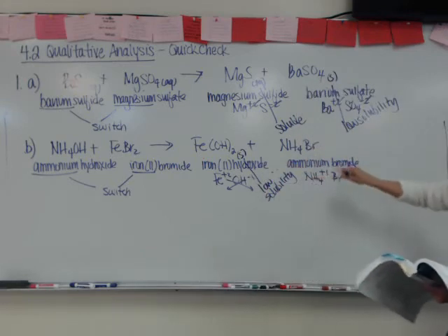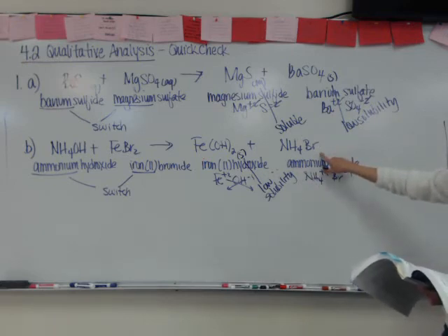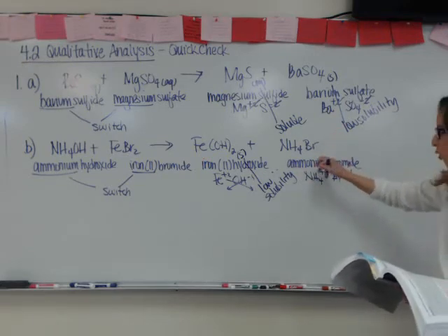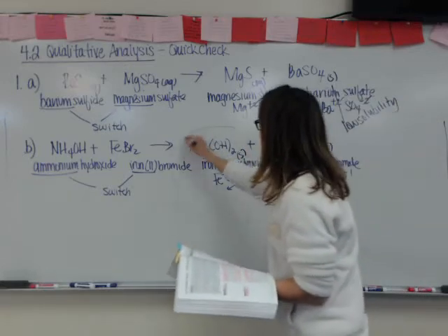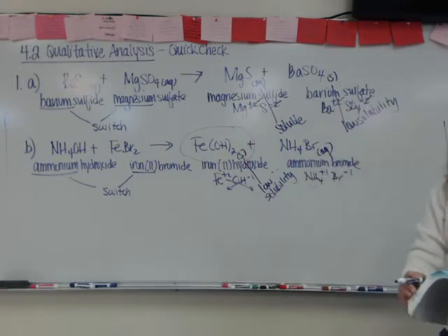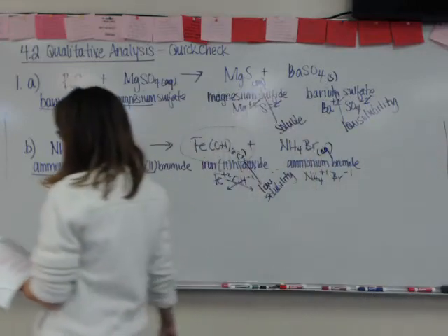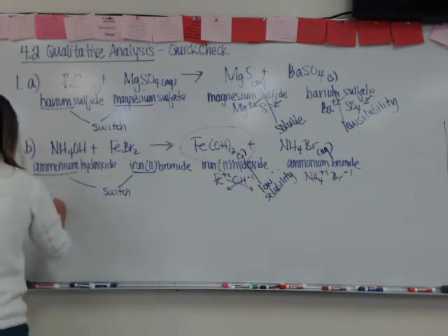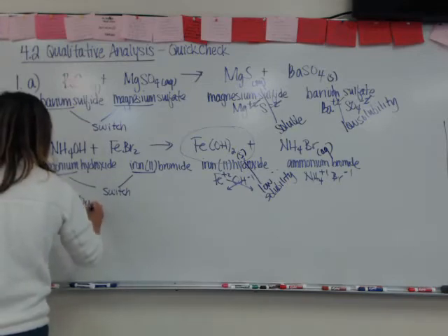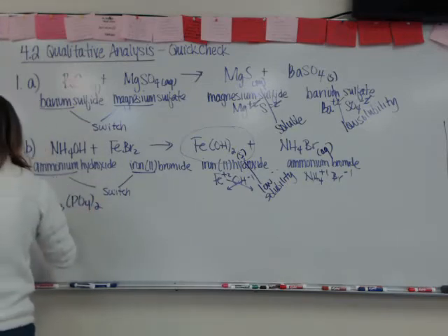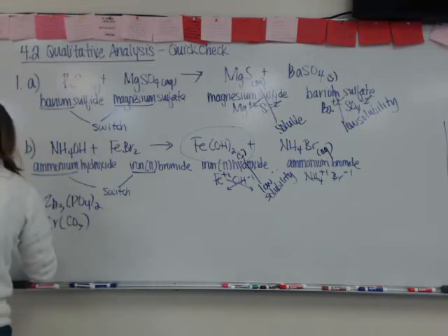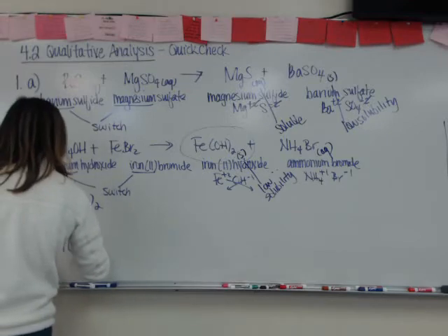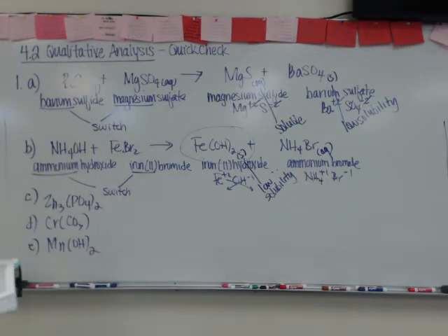And then the bromides are towards the top. Ammonium is not listed as one of the ones with low solubility when it's with a bromide. So this is soluble. So this right here, the Fe(OH)2, is your answer for 1B. Okay? And the rest, C is going to be zinc phosphate. And then D is going to be your chromium 2 carbonate. E is going to be your manganese 2 hydroxide.